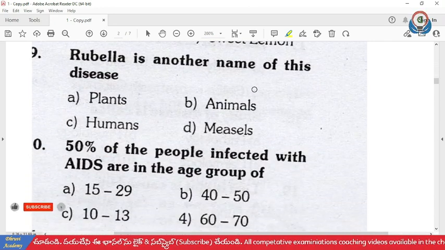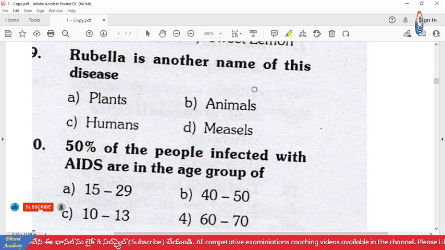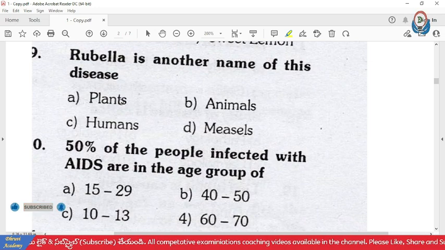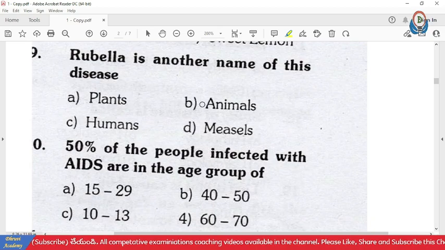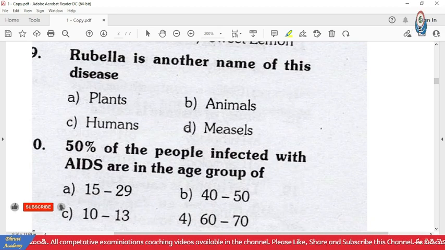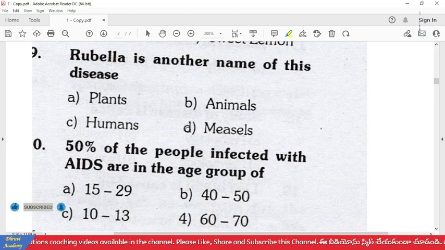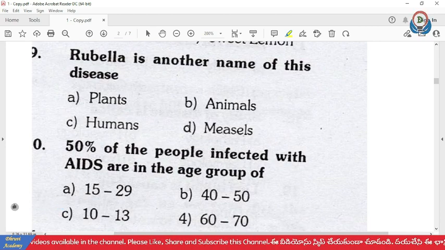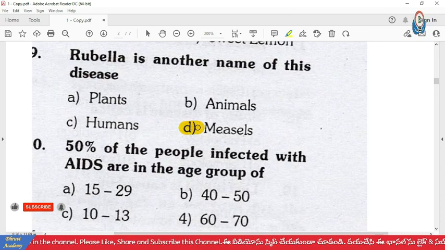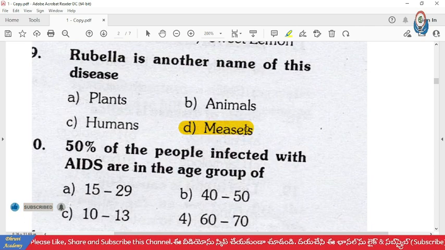Next, rubella, another name of this disease. Which disease? Is it A plants, B animals, C humans, or D measles? Another name for this disease. Which is the answer? Its answer is measles. This is another name for rubella, measles.